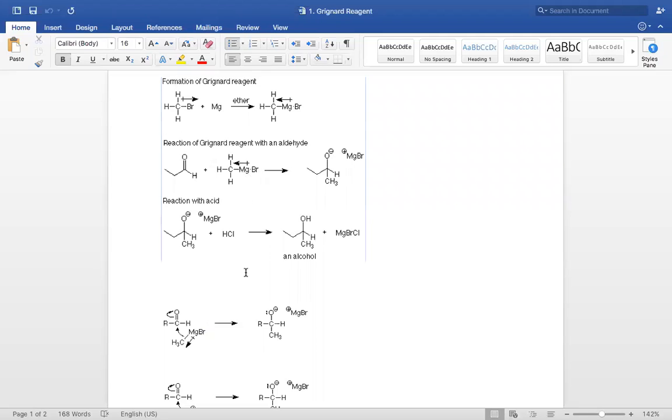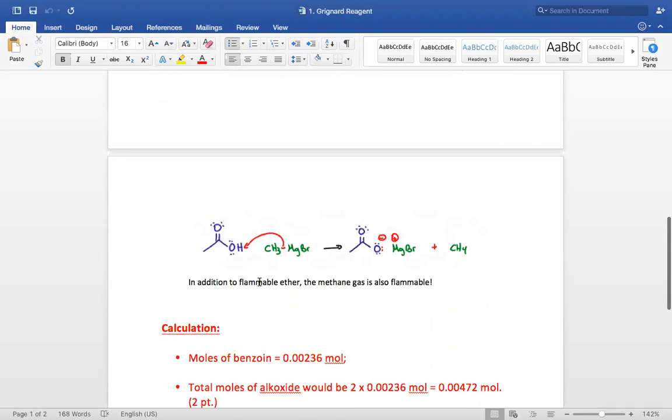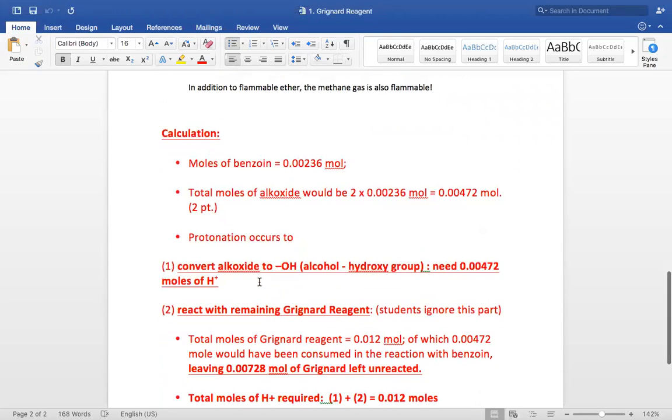And so how does Grignard reaction go? You see this, attack this carbonyl group in addition to the hydroxy group that will get attacked on the benzoin. So everybody knows that. The problem is when it comes down to the stoichiometry, people forget that the hydrogen from sulfuric acid will have to go to 2 different places. One will go to convert alkoxide to alcohol. The end product is alcohol.